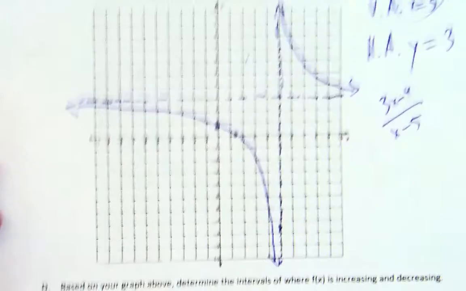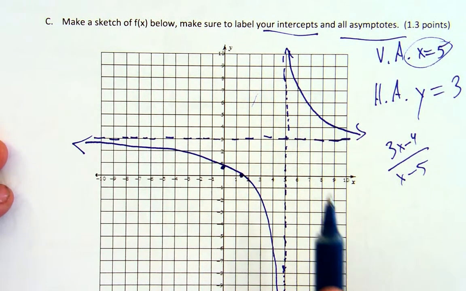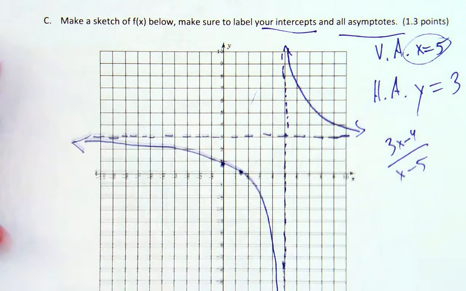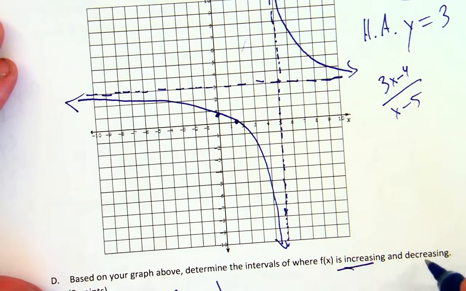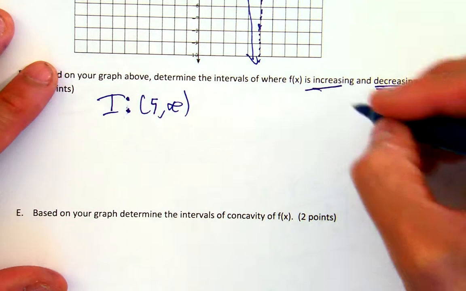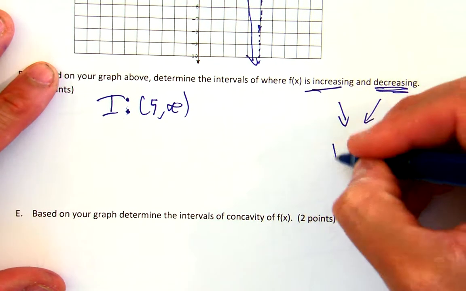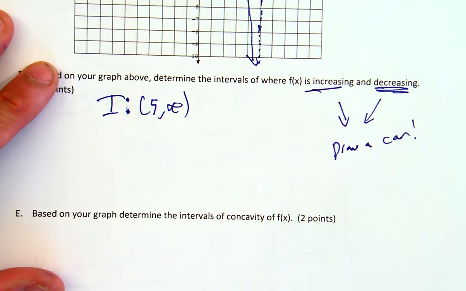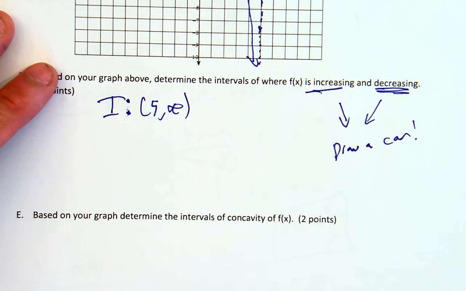Do we agree? Let's check it out. So from here to here, he says it's increasing, yes? Okay. So when it's increasing and decreasing, this is what I want you to do. Write this down. Draw a car. Because it sounds silly and ridiculous, but it's impossible to get it wrong if you draw a car.